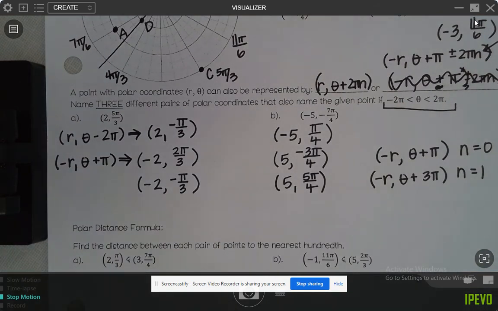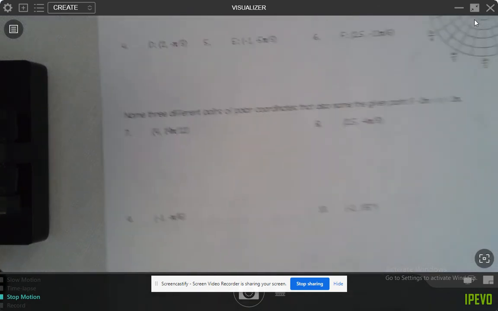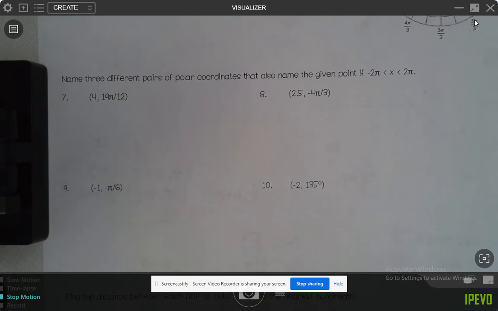Do you want to do one more of those on the back? So we got that. We can do this for me in a second. Pick two of them between 7 and 10. Maybe I'll do one of them with you. Maybe two. Pick two of them. 8. Okay. 2.5 and negative 4 pi over 3.